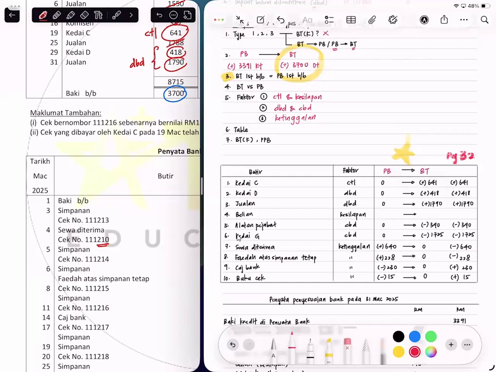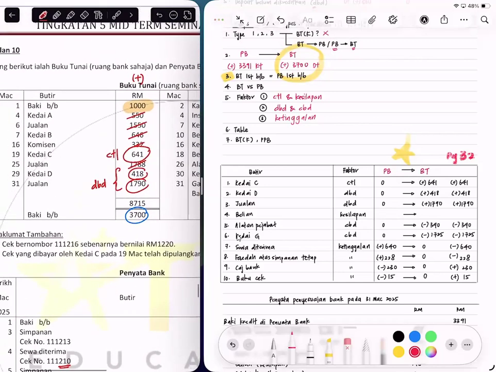Make it clear first. Okay, let's say the first one, kedai C. This value is showing in buku tunai, not in pengataban, because cek tak layan means the cheque was rejected by the bank already. The bank doesn't want to process the cheque, so it is not showing in pengataban. And it is showing in buku tunai debit side, positive 641. Make sure you get the value into the right column. That means you need to make 0 become positive 641, so you need to add back. The rest still the same.